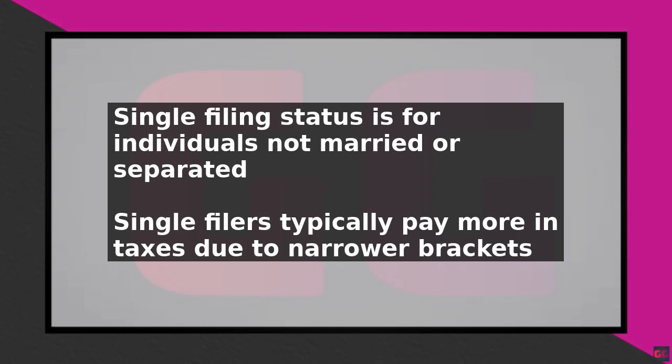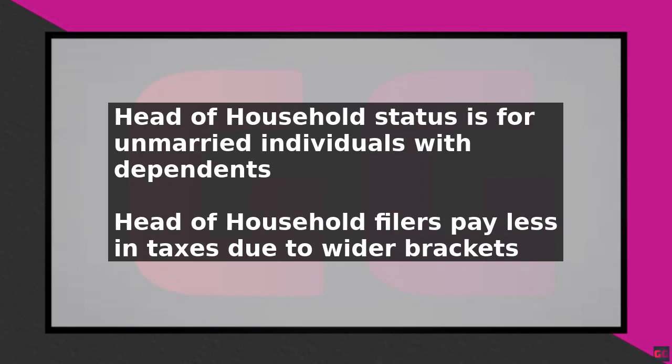On the other hand, the head of household filing status is for unmarried individuals who have a qualifying dependent, such as a child or parent, and pay more than half of the household expenses. To qualify for this status, you must also have a dependent who lives with you for more than 6 months of the year. As a head of household filer, you will typically pay less in taxes compared to the single status. This is because the tax brackets for head of household filers are wider, resulting in a lower tax rate.